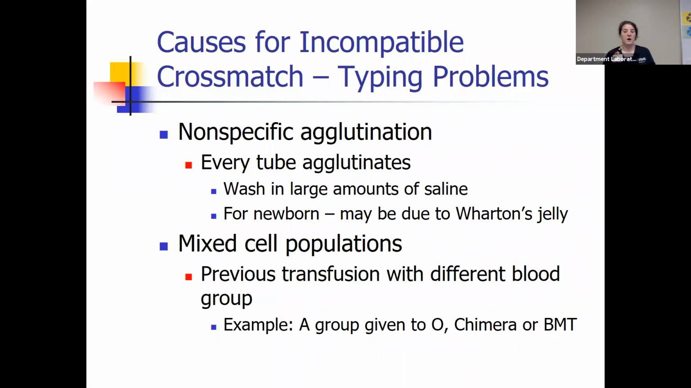Non-specific agglutination. This would be like everything is agglutinating, very similar to a warm auto antibody. What you can do is if you think your patient cells might be coated with extra protein, something that's reacting, then you could wash those patient cells. All right, and that should alleviate all of those agglutinations.